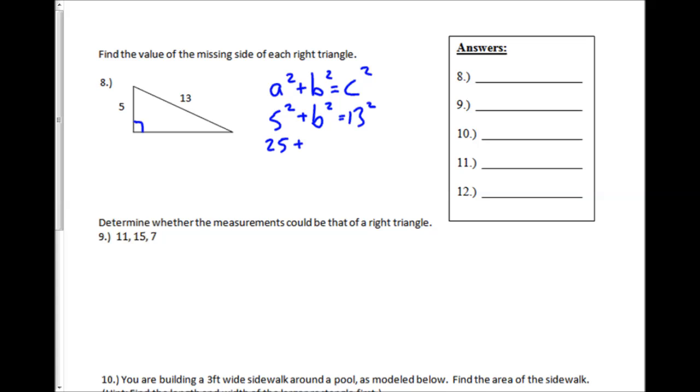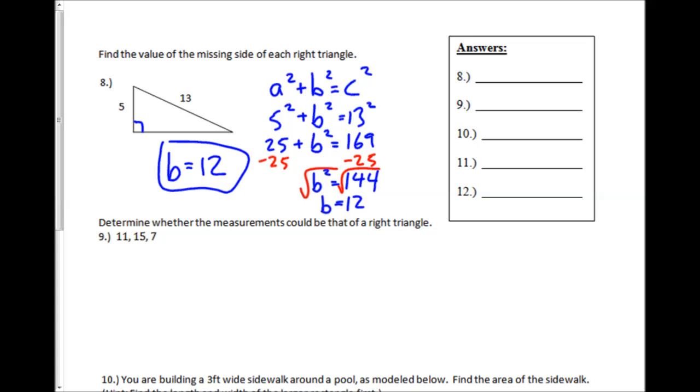I've got 25 plus b squared equals 169. I've got to subtract this 25 from each side. So I find out that b squared equals 144. And then I take the square root of each side. And of course, the square root of 144 is 12. Okay, so my missing side for this one is 12.